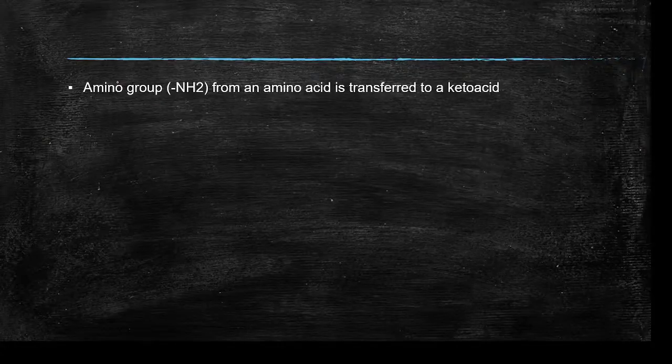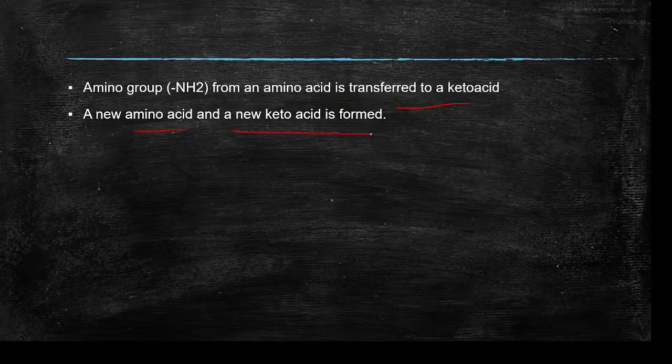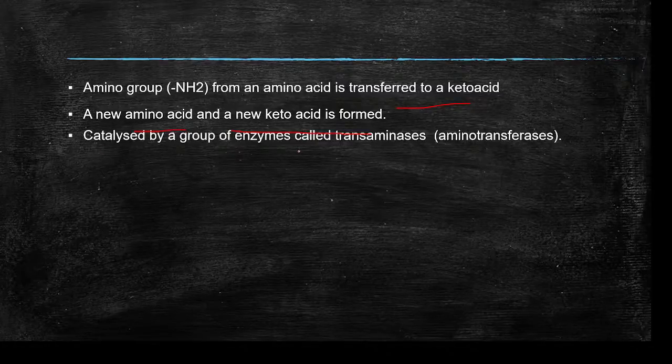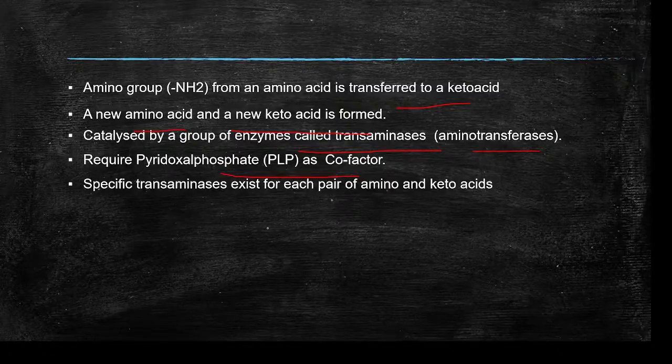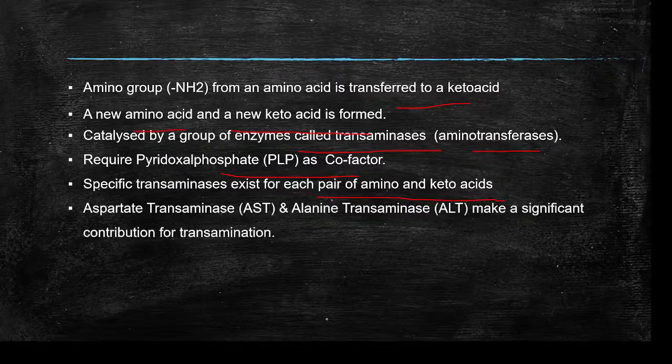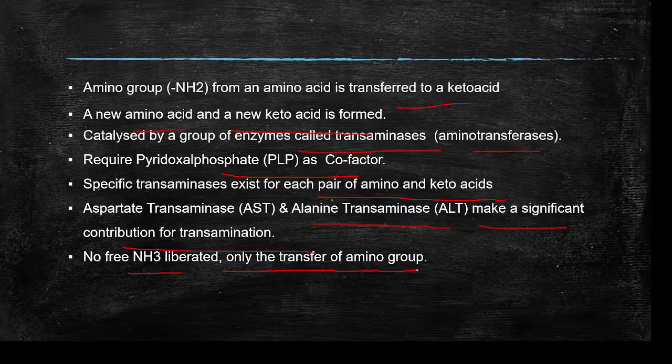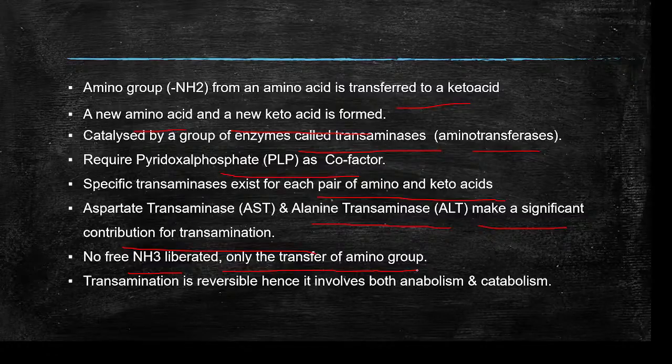So in summary, the amino group from an amino acid is transferred to a keto acid. So a new amino acid and a new keto acid are formed. This is catalyzed by a group of enzymes called transaminases or aminotransferases, and it requires pyridoxal phosphate as cofactor, and a specific transaminase catalyzes each pair of amino acid and keto acid. Okay. So aspartate transaminase and alanine transaminase are two important transaminases. So they make significant contribution. Okay. So transamination is reversible, hence it involves both anabolism and catabolism.